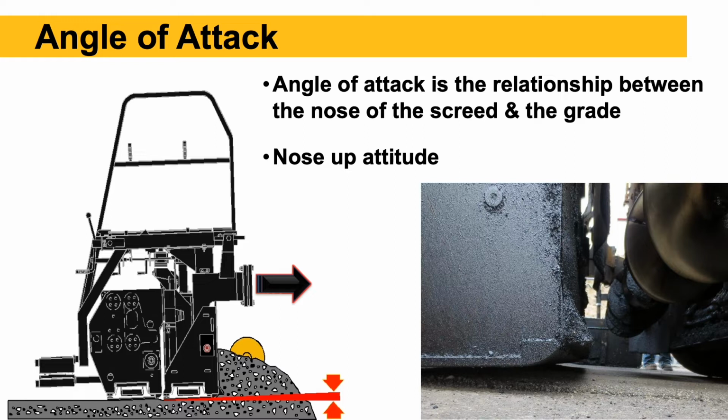So if you look at this picture here, to pave properly and have that mix flow nicely underneath that screed and leave a nice smooth mat, that screed has to have what we call a slight nose-up attitude. It's typically about 1/4 of an inch or 6 millimeter angle of attack.